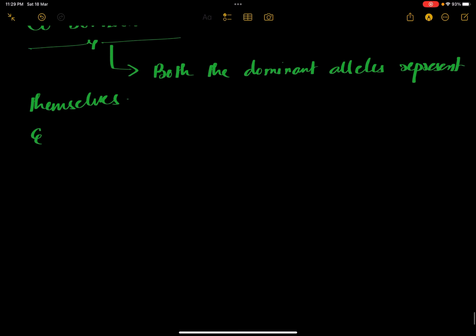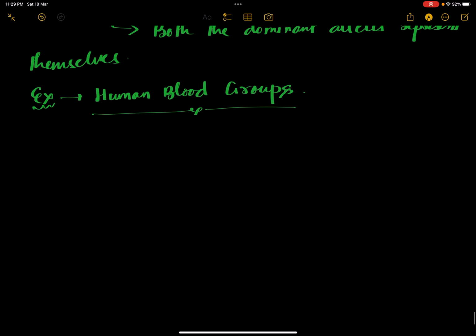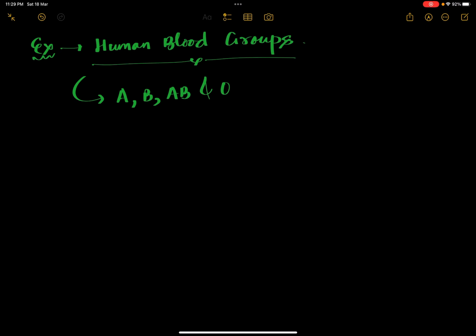The best example you can give over here is the example of human blood groups. If you know how many blood groups there are in normal human beings, you must be knowing there are certain types which are A, B, AB and O. So there are 4 different blood group types. So how do we get that and where did that come from? I'll let you know all about that.